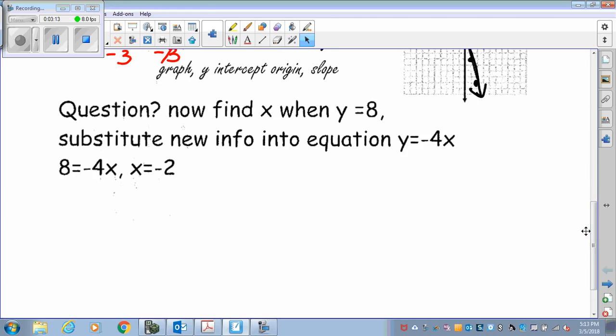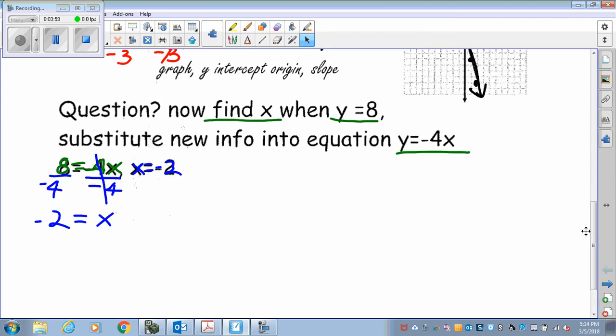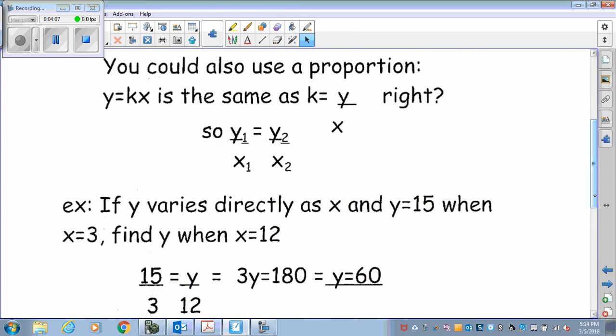Now it says find x when y is equal to 8, if they vary directly. So I'm using that same equation that I had before, y equals negative 4 times x. It says find x, so that's my unknown, and I'm going to substitute y equals 8. So 8 equals negative 4, my constant, times x, which I'm trying to find. These are being multiplied, so I divide both sides by negative 4, and I get x equals negative 2. So with these variations, it's a lot of just writing down an equation or a proportion, then substitute and solve. Basically, that's what it is.